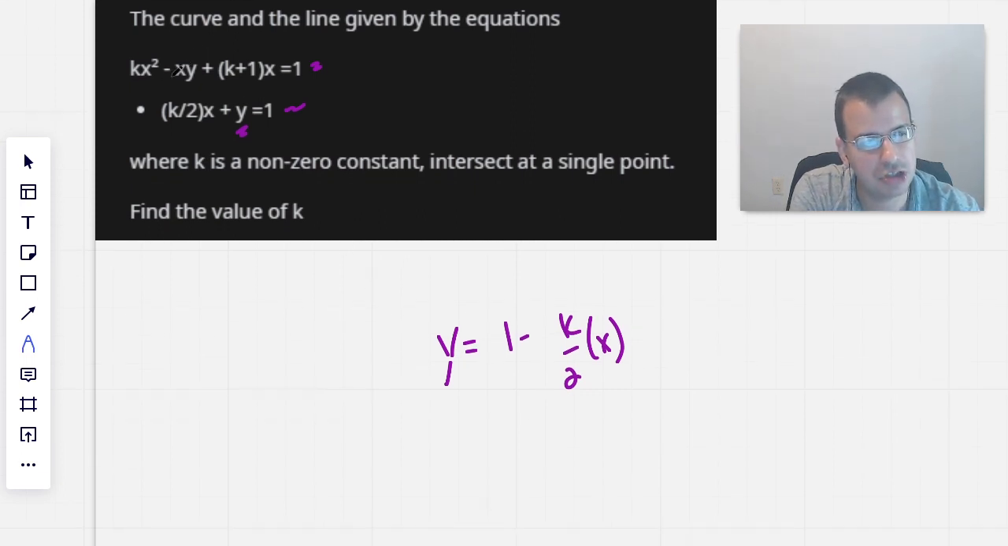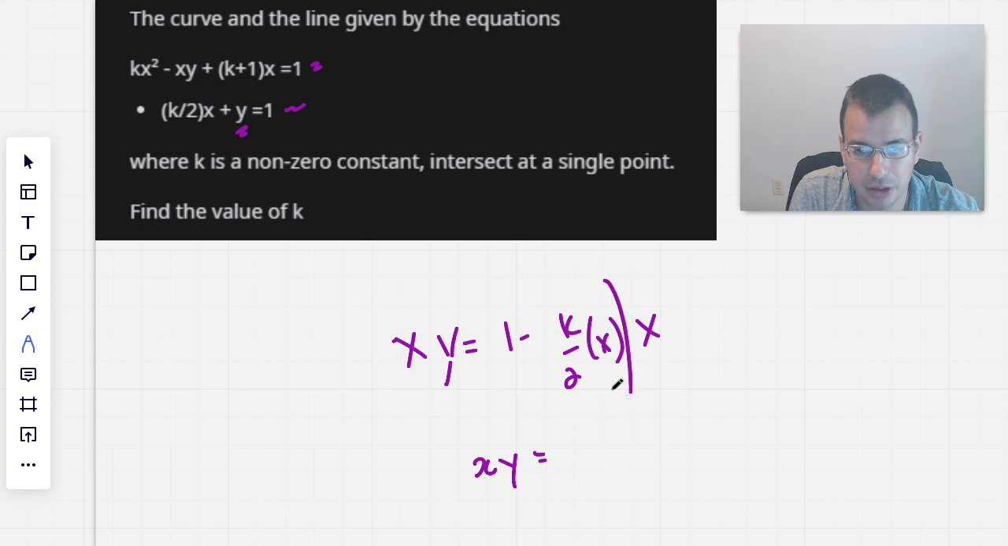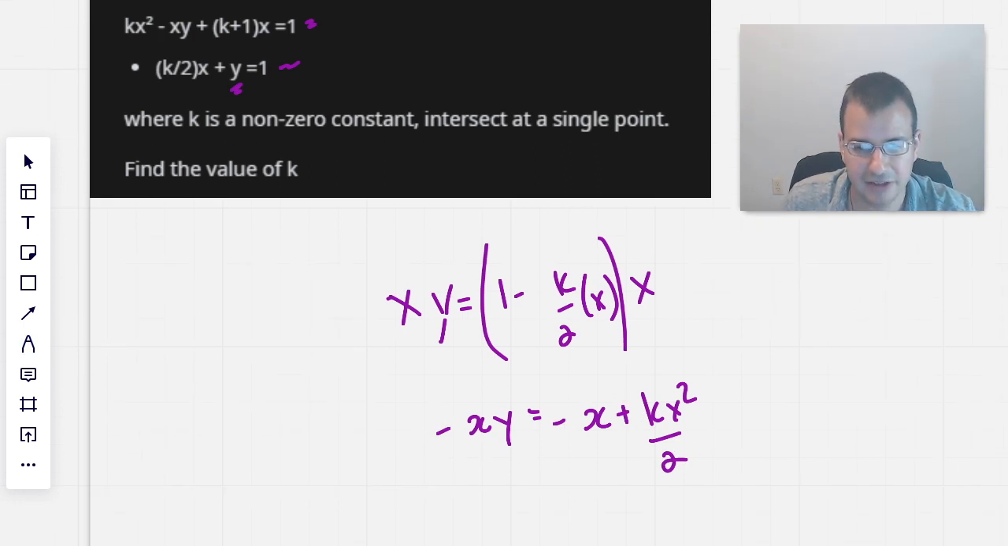But I'm not as concerned with y as I am with xy, so I'll multiply both sides by x. And that tells us that xy equals 1. Oh, nope. Multiply everything by x. There we go: x minus kx squared over 2. And I'll do a little negative there. That gives us, I'll rewrite this just for convenience, kx squared over 2 minus x.